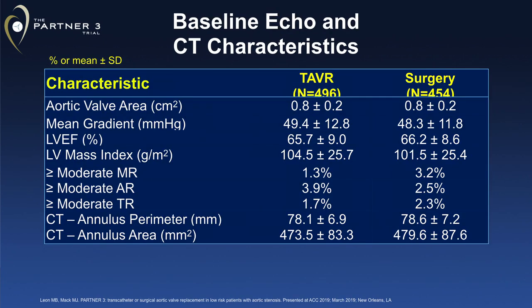Again, looking at baseline echo and CT scan findings, quite similar, because again, what if one arm of the patients had sicker hearts, lower heart function, worse valves, worse other findings in the other valves, etc.? That's not the case. These patients are very similar. These numbers are very similar. So these are some of the findings.